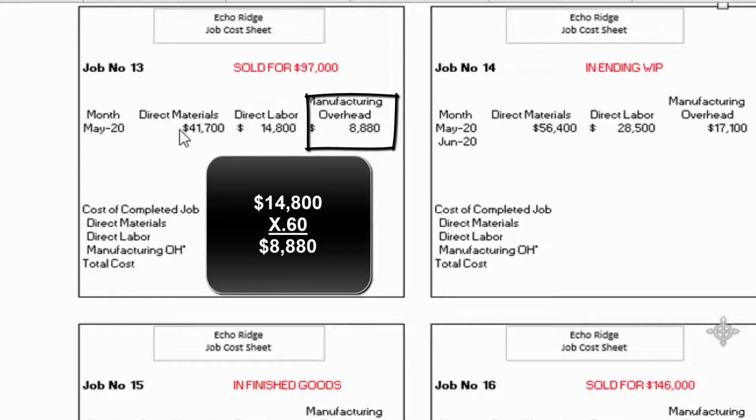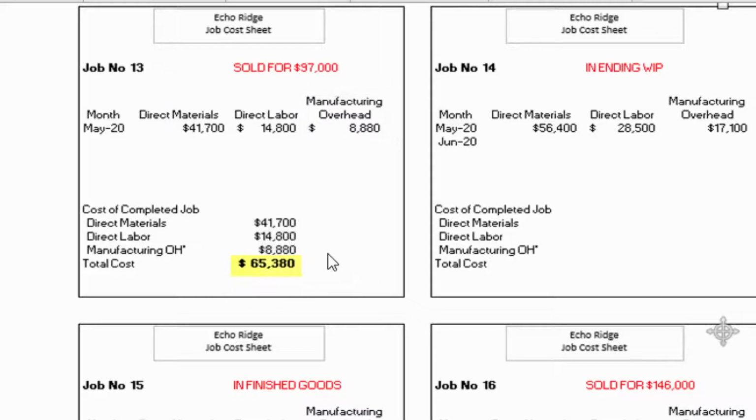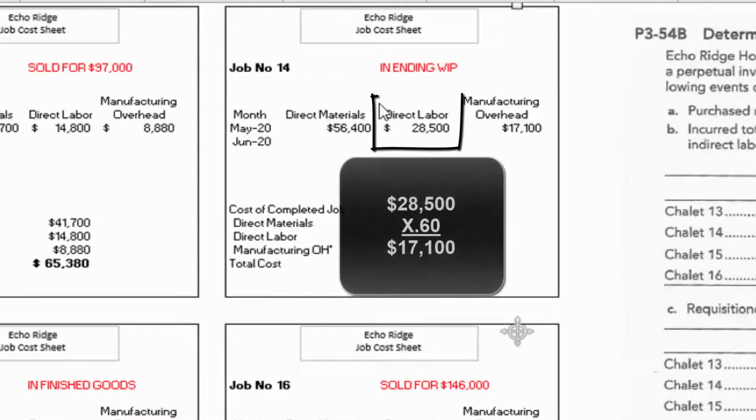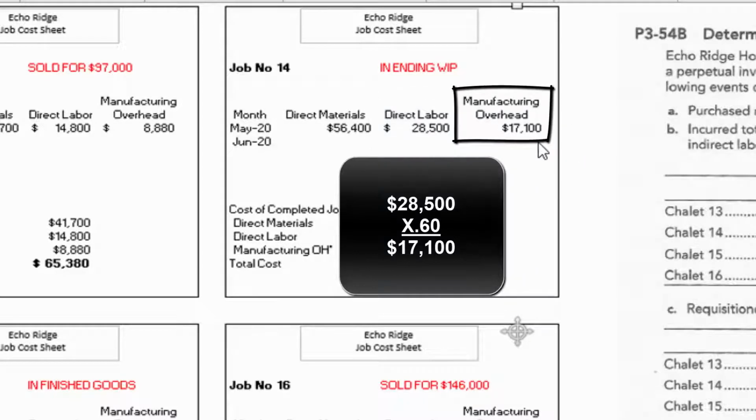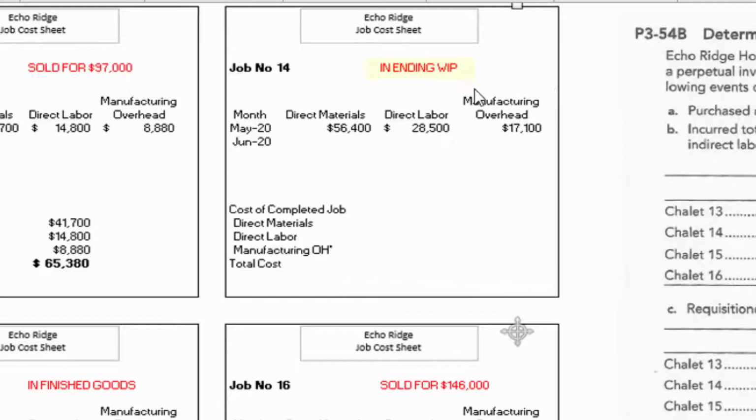We could finish that job, so we can now total that job. And when we add the materials, labor, and overhead, you get a total cost of $65,380. Job 14 had direct labor costs of $28,500. You multiply that times 60%, you get $17,100 worth of overhead applied. That job is in ending work in process. We didn't finish job 14 in May, so we're going to leave a blank here for June's cost, and we can't total it because it's not done.